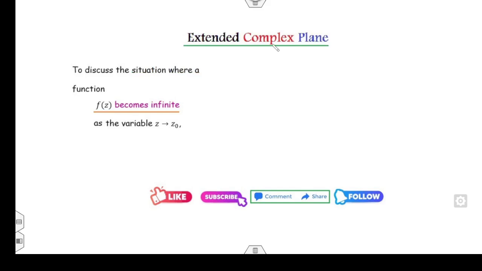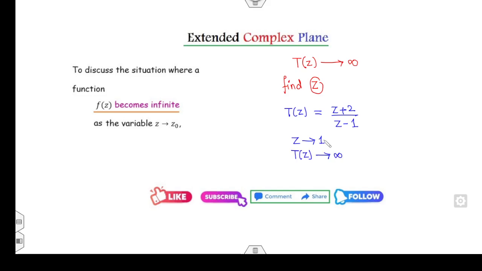Now, what is the meaning of the extended complex plane? Your target is to find the value of z so that T of z becomes infinity. For example, if I define the function T of z as z plus 2 over z minus 1, then clearly whenever z approaches 1, T of z becomes infinity. So whether z is a part of the domain or not. Fine. So the function T of z, or f of z, becomes infinity as the variable z approaches z naught.